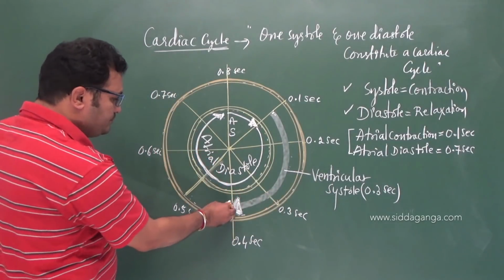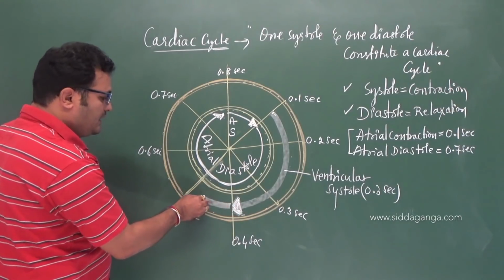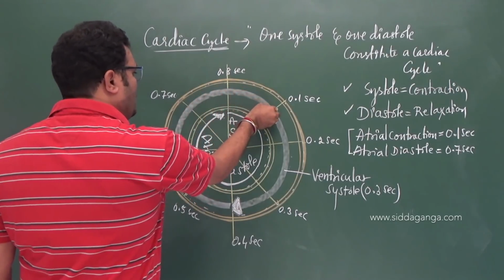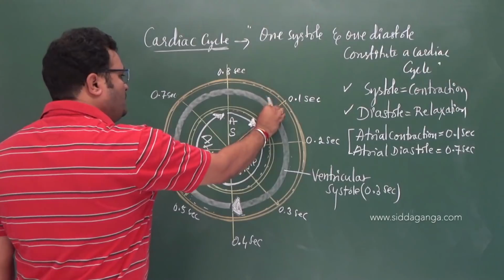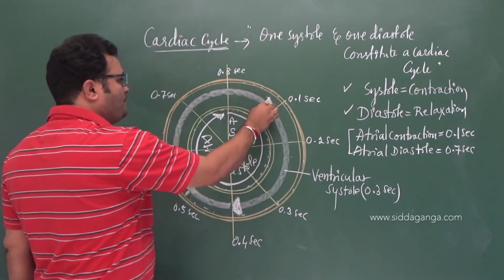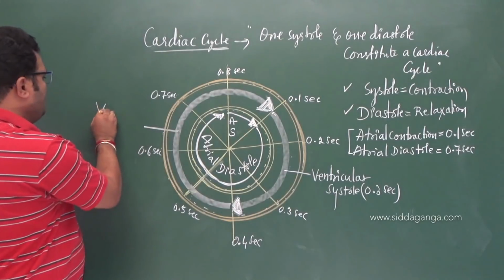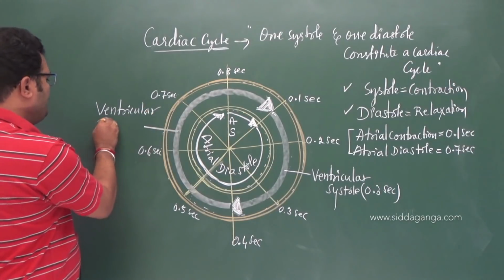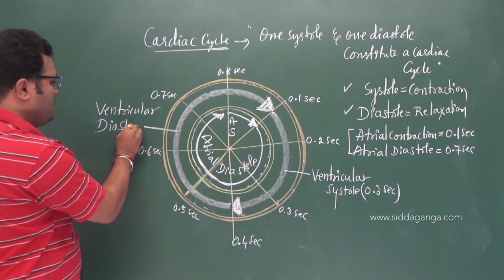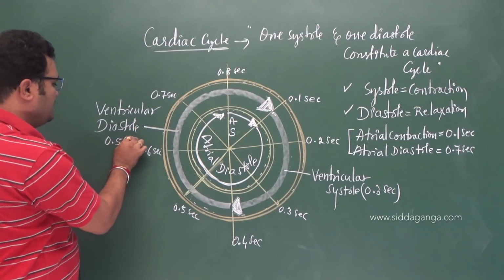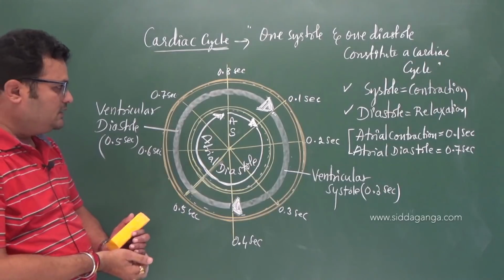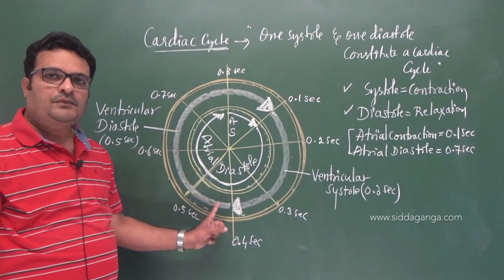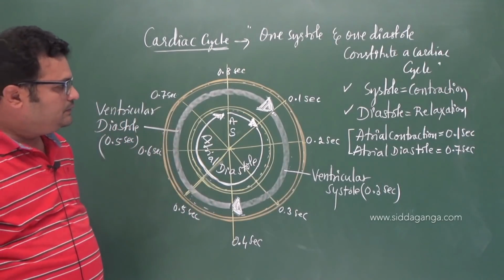So next, from here, see after 0.3 seconds the entire remaining time, that is 0.5 seconds of time. Right? And this one is said to be the ventricular diastole for 0.5 seconds. So 1, 2, 3, 4, 5, total 0.5 seconds, right? So then please observe here.